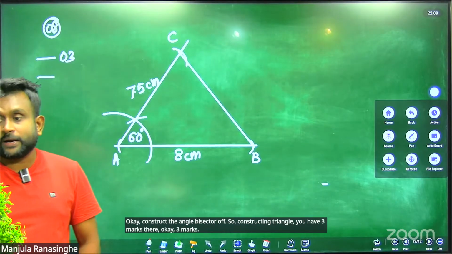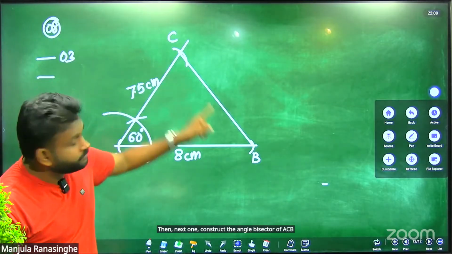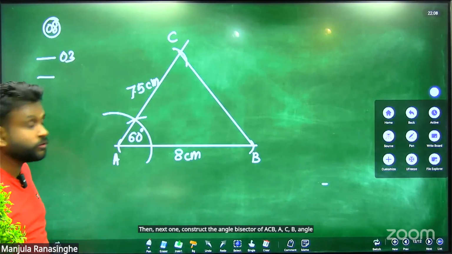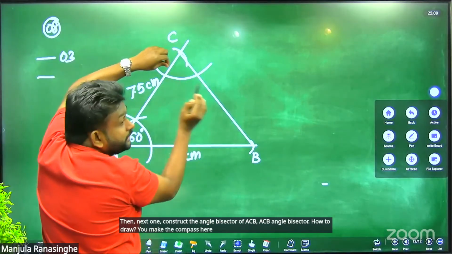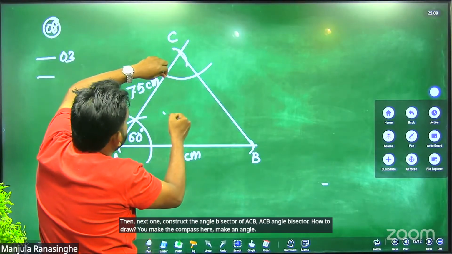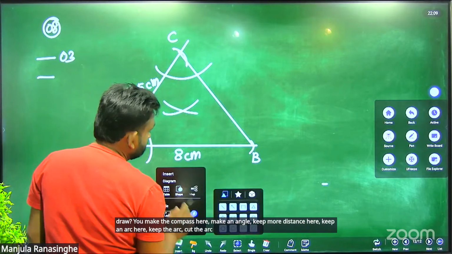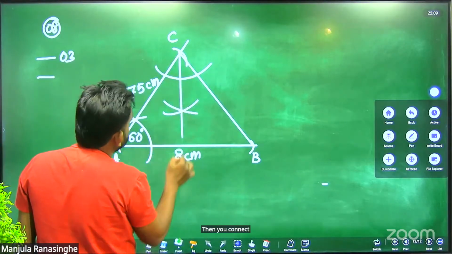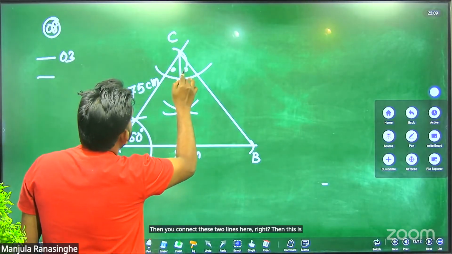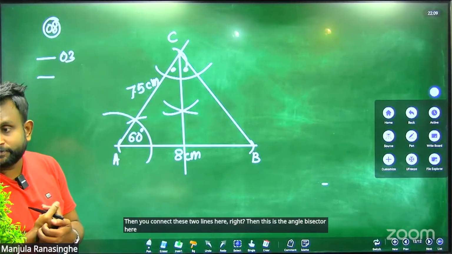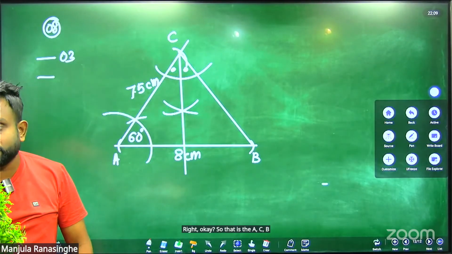Then next one, construct the angle bisector of ACB. How to draw? You make the compass here, make an angle, keep more distance here, keep an arc here, cut the arc there. Then you connect these two lines here. Then this is the angle bisector here. So that is the ACB angle bisector you drew.